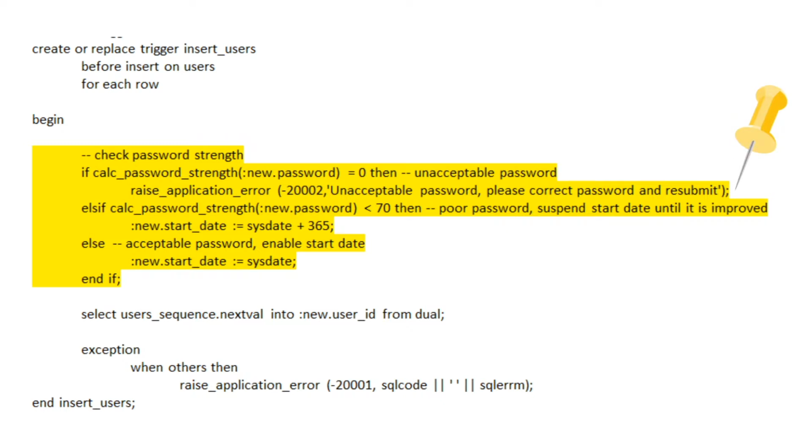Given the code, our business rule apparently requires us to throw an error if the password strength comes back 0. Suspend login for a year if the password is weak, thus forcing the user to change it before using the system. Or finally, if the password is fine, simply set the start date to now and move on down the code.